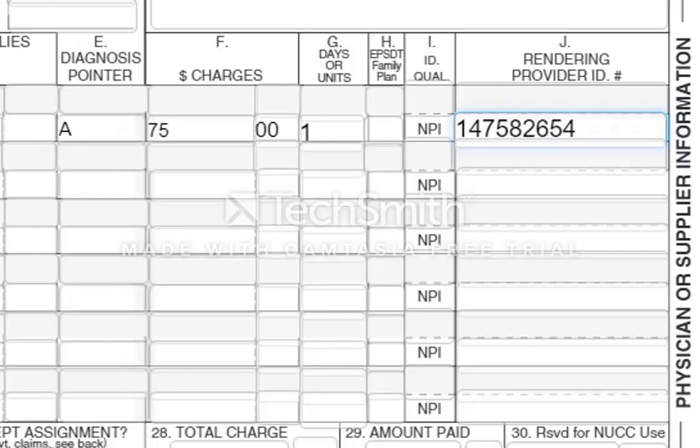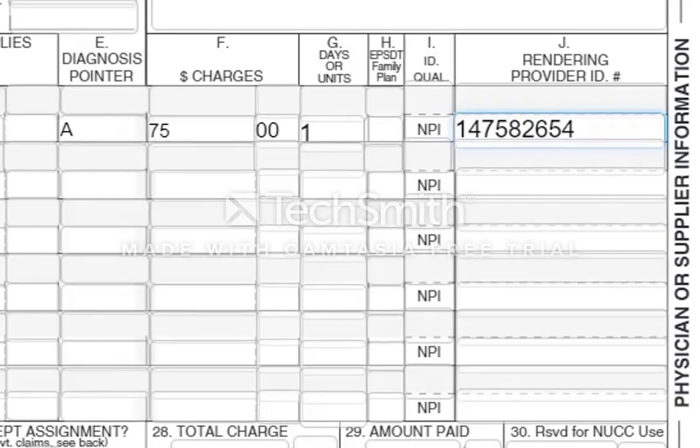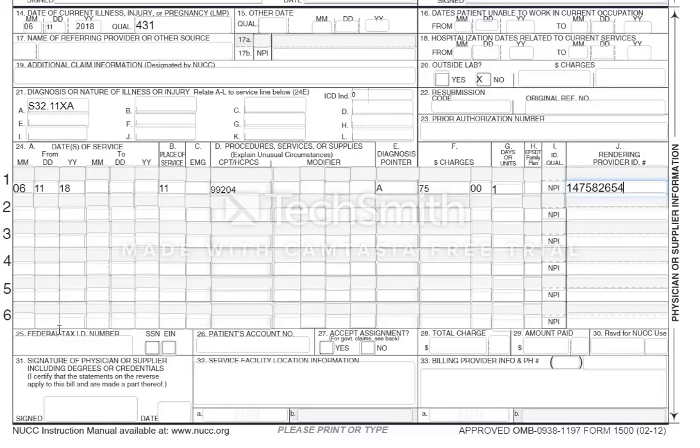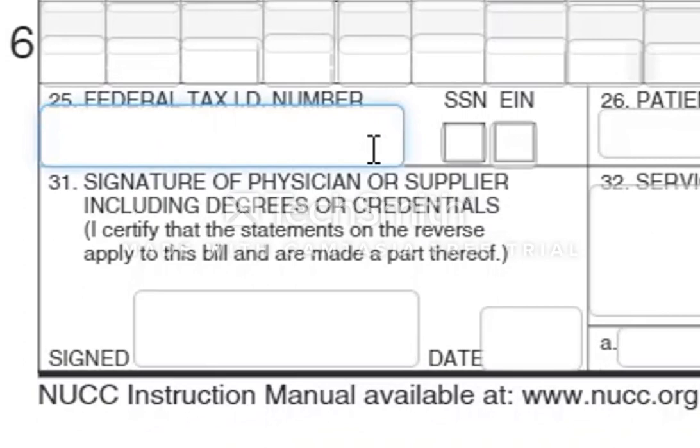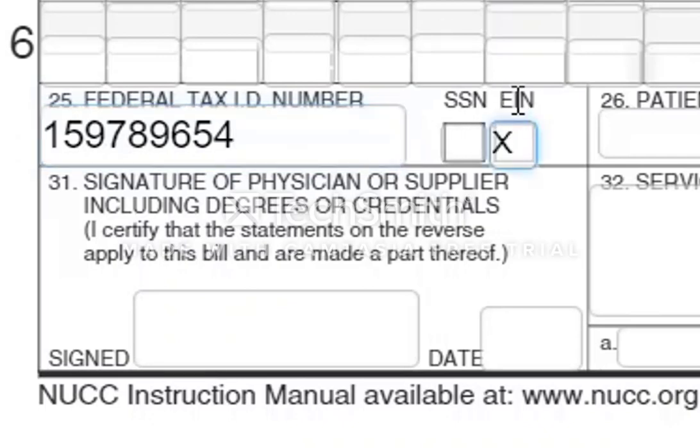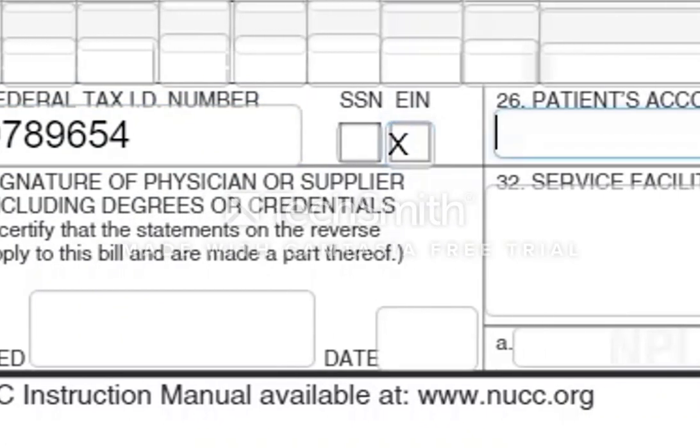If there's any additional CPT codes, we're going to go ahead and fill out 2 through 6 in order of charges. Otherwise, we're going to move down to Block 25. We'll put the physician's federal tax ID number in here. Now, 9 times out of 10, they will use that employer identification number, or that EIN. However, if they use a social security number, that's fine. Just make sure to notate and mark the box whether we're using that physician's social security number or EIN.